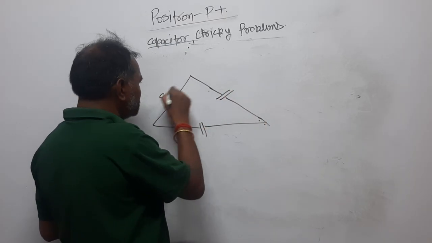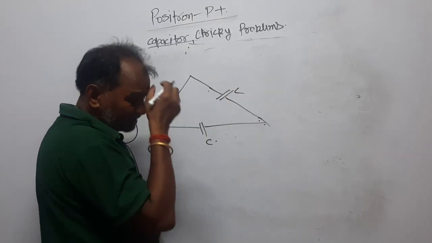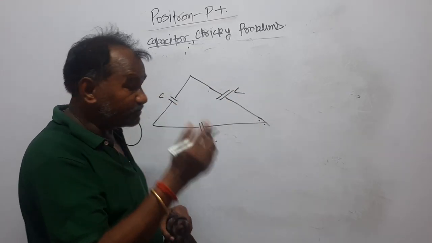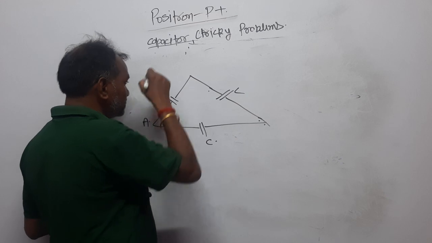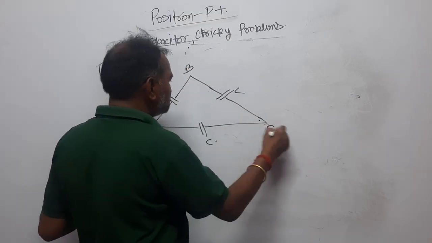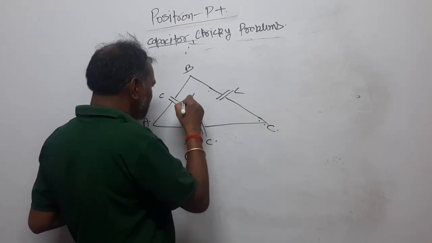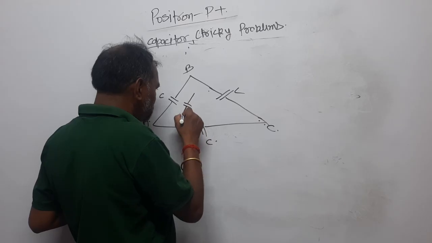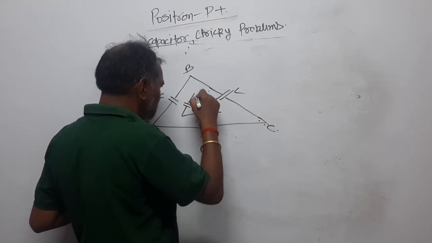This is a triangle, each side having capacitor C. Let this point be A, this is B, this is C. Another triangle also has capacitor C on each side, like this.